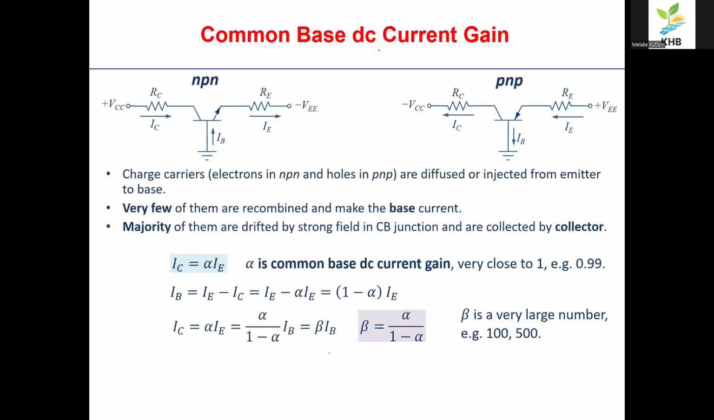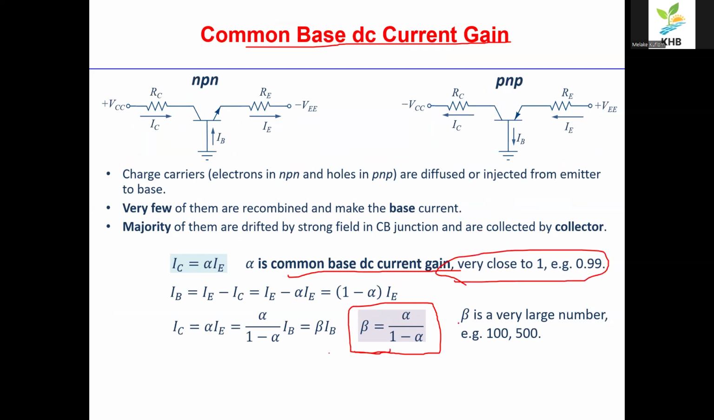If we look at NPN, we can also assess the DC current gain. We can have this formulation, okay, where alpha is the common base DC current gain, which is usually close to 1, or 0.99, and then this beta is a very large number. It could be between 100 to 500.